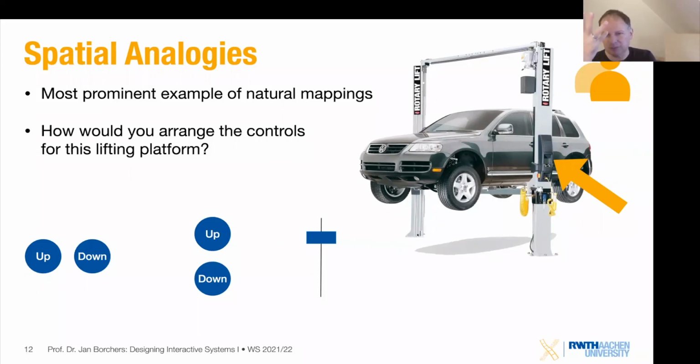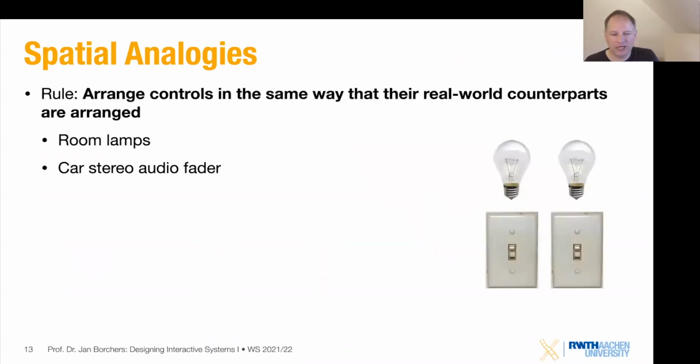Up is up and down is down is already the first thing. And this is often fairly easy to do if you know that it's important. So the rule from this is arranging controls in the same way that their real world counterparts are arranged. This also applies, for example, to room lamps. If you've ever walked into a room and there are three different switches underneath each other, as they tend to be in European or German households, then you're always like, okay, which switch does what, right? Which lamp relates to which one? So if you have lamps on the right and lamps on the left of a room, and the switches are on the right and left, then it makes sense to arrange them in the same way so that the mapping is natural.